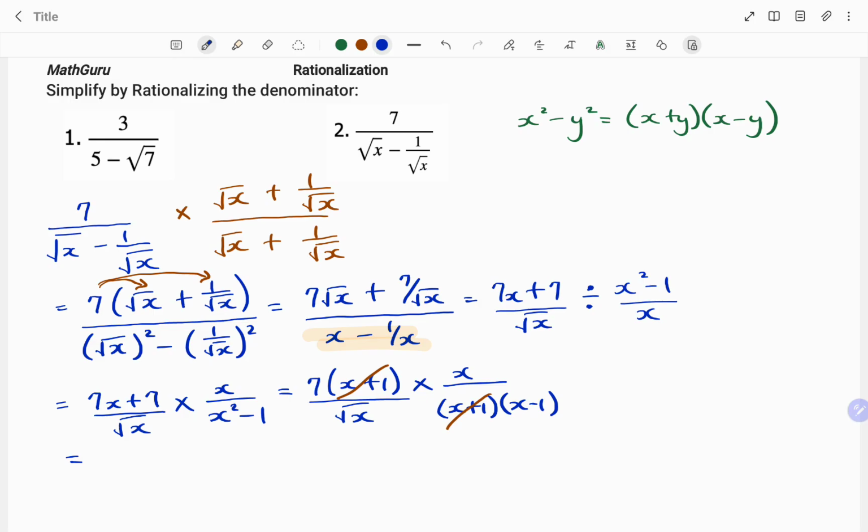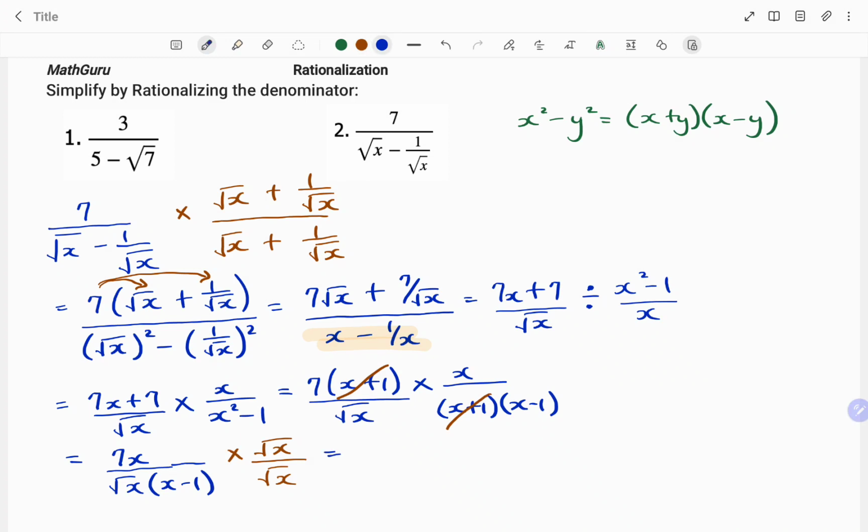7x at the top divided by root of x multiplying x minus 1. Note that because I'm simplifying by rationalizing the denominator, I'm not going to leave any radical at the bottom. So what I'm going to do is multiply both the numerator and the denominator by root of x in order to remove the radical.